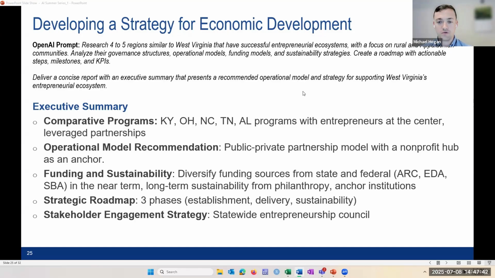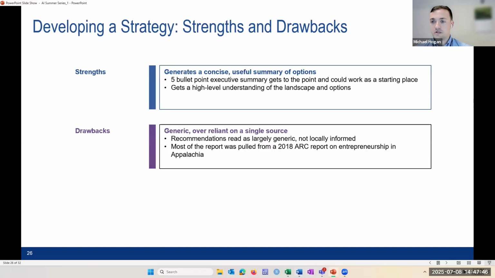So within about 15 minutes, we were able to see a lot of strengths in this report. It was very quick. It was very easy to digest. It was concise, gave us that 5 bullet point executive summary that got to the point and really helped us to get a starting place of what a potential strategy would look like. We got a really good high-level understanding of the landscape and the options. And if you were somebody coming in with absolutely no background on entrepreneurial programs or state programs, this could be a very helpful starting place.